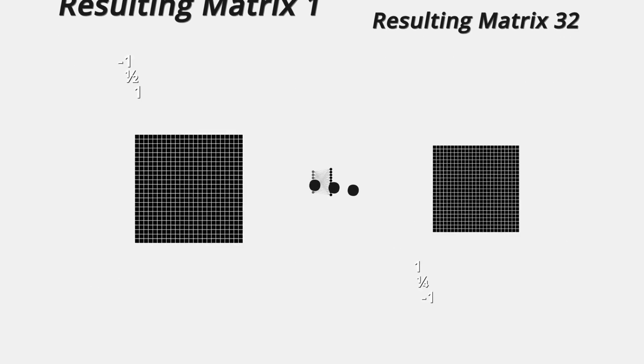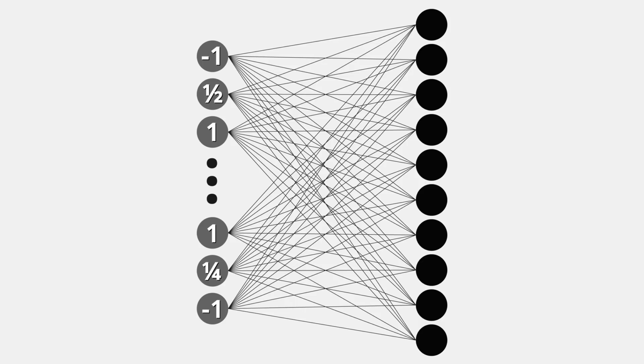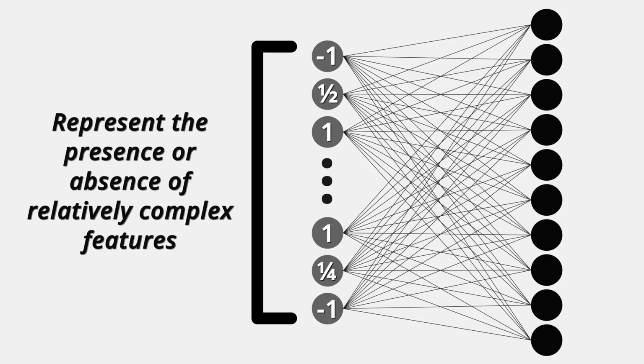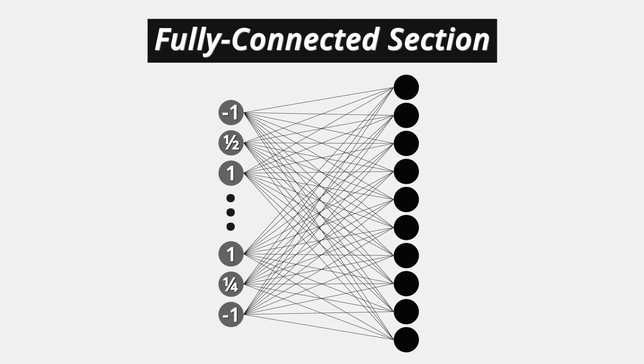Then you flatten all the pixels into a single vector. Remember, a vector in programming is a one-dimensional array. You connect each pixel to a neuron in either another hidden layer or the output layer. Remember that by this point in the convolutional neural network, a pixel should represent the presence or absence of a relatively complex feature. In this way, we add a fully connected section to our neural network. This is done in order to take advantage of all the different features that have been learned.